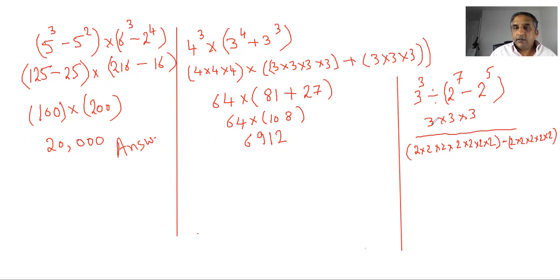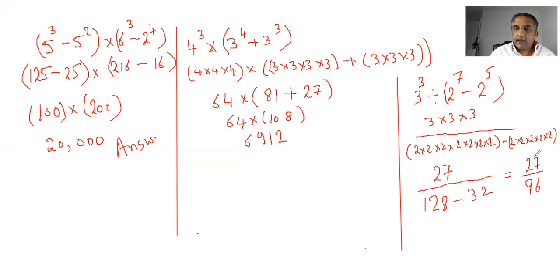Right, so now we work out the top one. 3 times 3 is 9 and 9 times 3 is 27. Divided by, when you work out this one, it will be 2 times 2 is 4, 4 times 2 is 8, 8 times 2 is 16, 16 times 2 is 32, 32 times 2 is 64, and 64 times 2 is 128. So it will be 128 minus, then we can take away this one. 2 times 2 is 4, 4 times 2 is 8, 8 times 2 is 16, 16 times 2 is 32. So on the top, it will be 27. And when we take away 32 from 128, it will be 96 at the bottom.